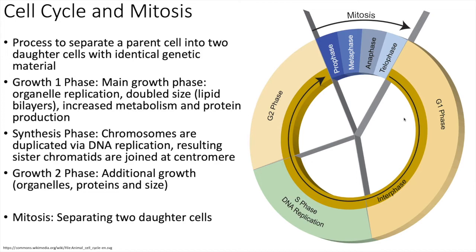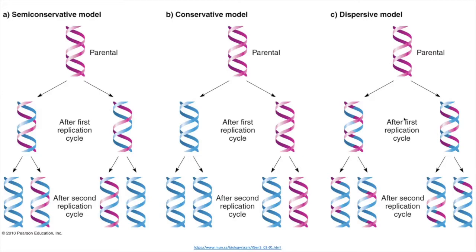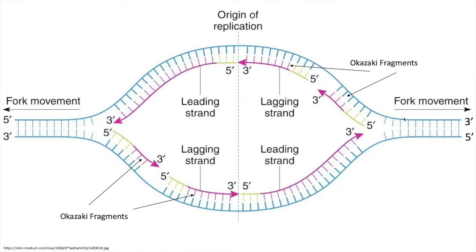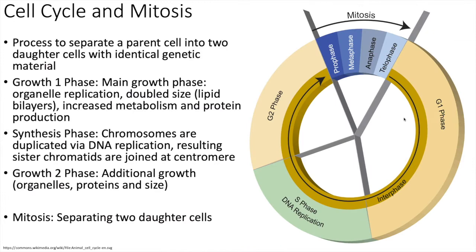The cell cycle functions in a couple different phases. There's the G1 phase, or the growth 1 phase, and that's the main growth phase. It's the biggest one. You're going to make more organelles. You're going to make your size huge. You're going to be doing tons of metabolism. You're going to be making proteins up the wazoo. And then you enter the S phase, and the S stands for synthesis. That's where replication happens. So when we're talking about this process, that's occurring inside the synthesis phase.